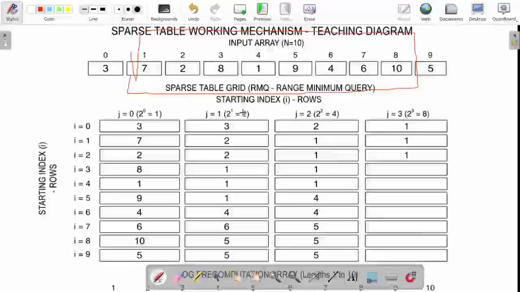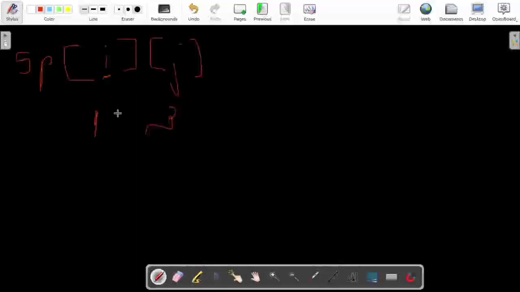How? For this length 8 segment, let's use two segments of length 4. Let's use these two segments 1, 2, 3, 4, 5, 6, 7, 8. Because we need the minimum from index 1 to index 8. And we have already calculated the answer for the segments of length 4, that is this segment and this segment. And we can simply combine their answers in big O of 1. So instead of iterating over the elements, in big O of 1, we will get our answer.